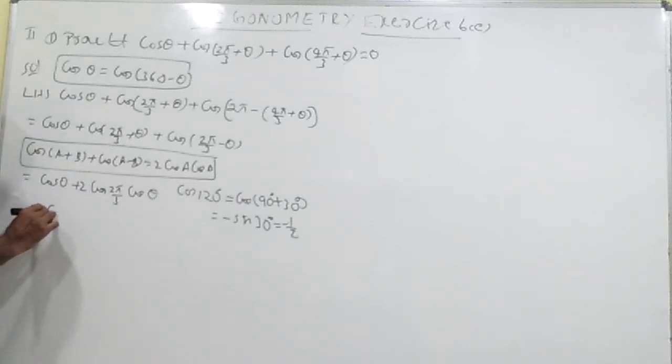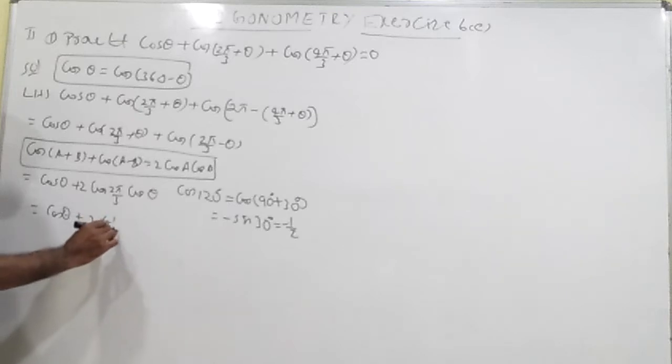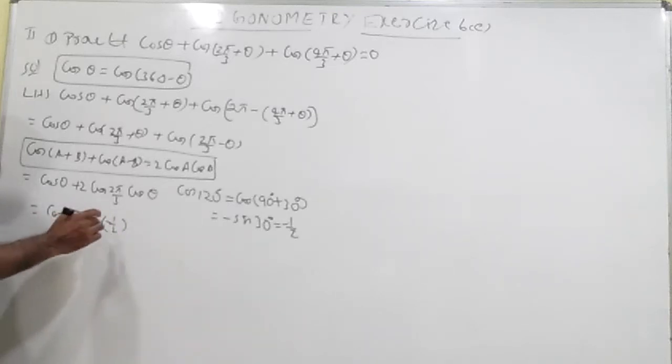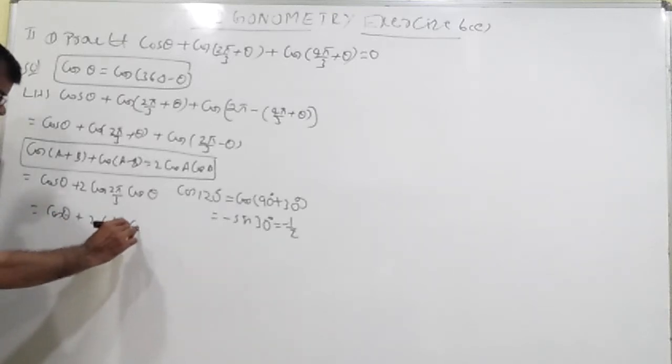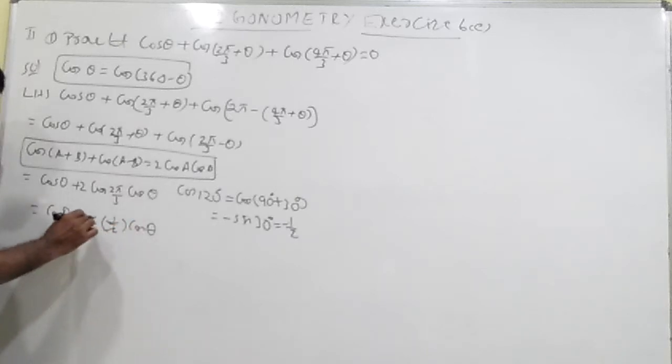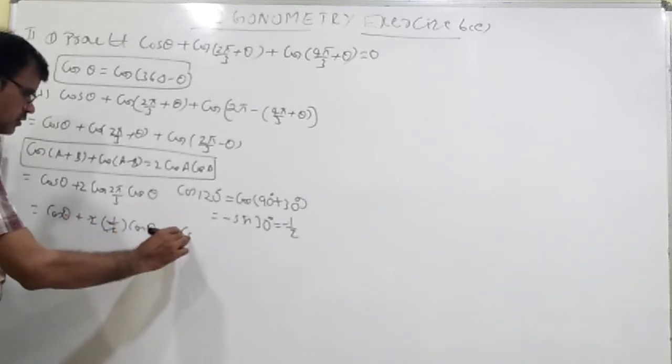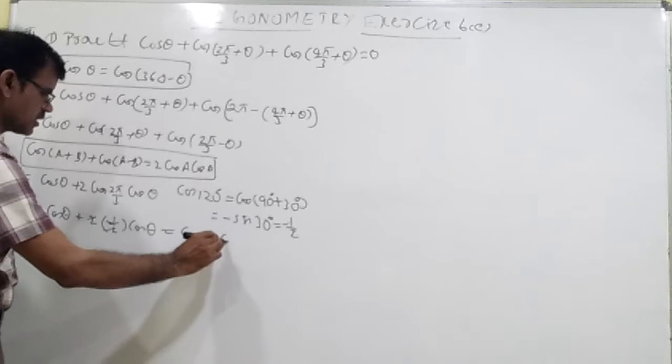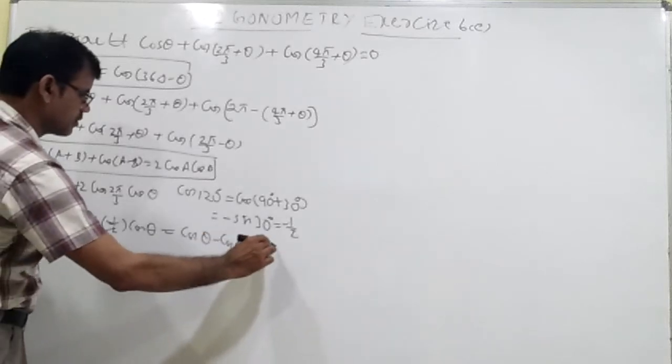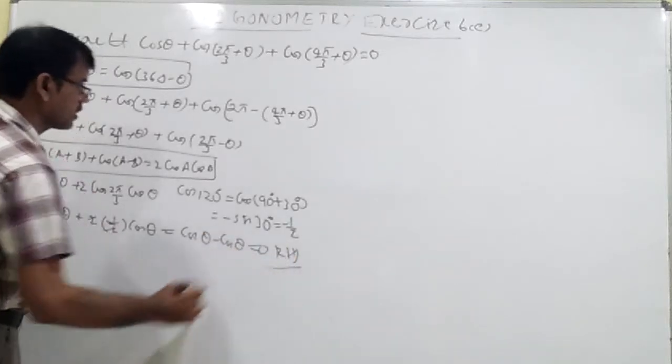Write like this. Cos theta plus 2 into the value we found, minus 1 by 2, into this cos theta, the 2 gets cancelled. So cos theta minus cos theta becomes 0. This is RHS.